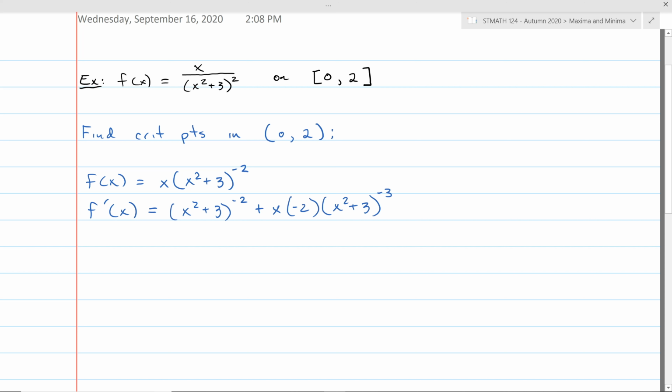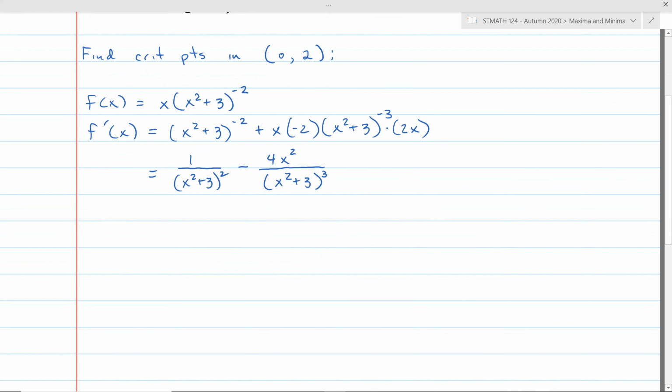Then I got to multiply times the derivative of the inside function, that's 2x. Okay, so now I'm done differentiating, but I think I'm going to put it back in fractional form. So this would be 1 over (x squared plus 3) squared, and then looks like I'm going to have minus 4x squared divided by (x squared plus 3) to the third, like that.